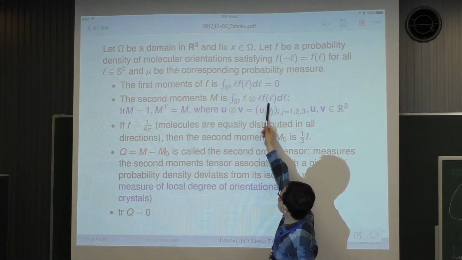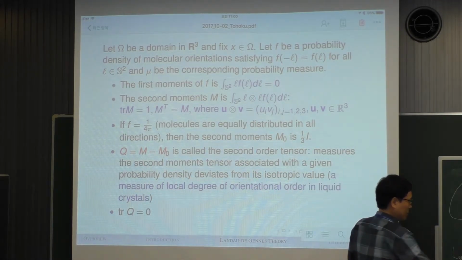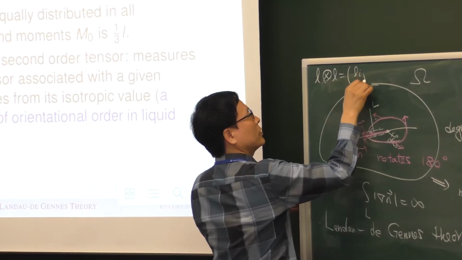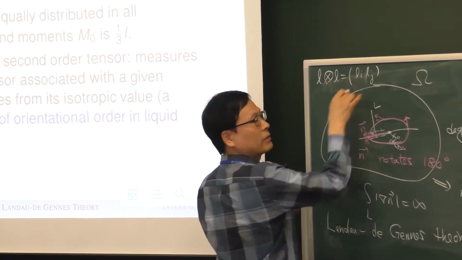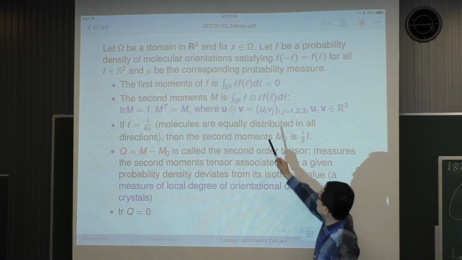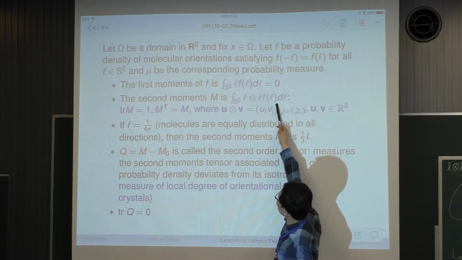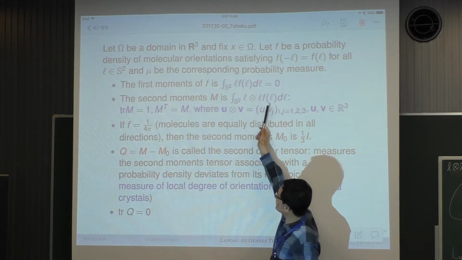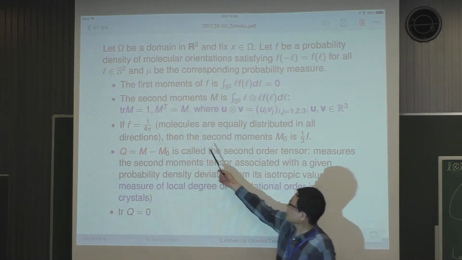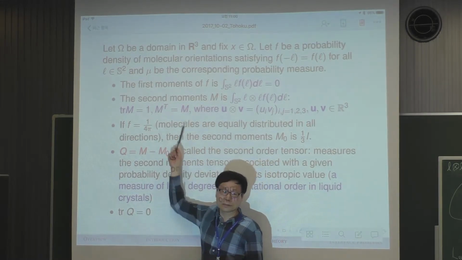Then I look at the second moment of the probability density. Here l tensor l is a 3 by 3 matrix, with entries l_i l_j. The second moment m is a 3 by 3 matrix. Because l is a unit vector, the trace of this matrix becomes 1. And this is also a symmetric matrix.